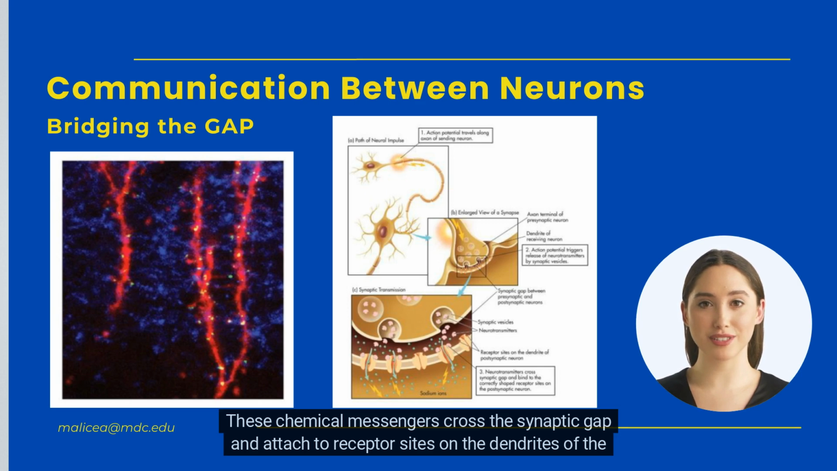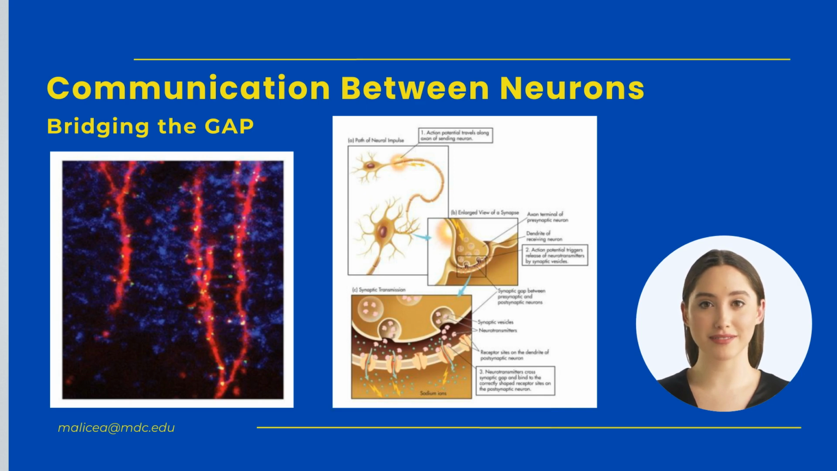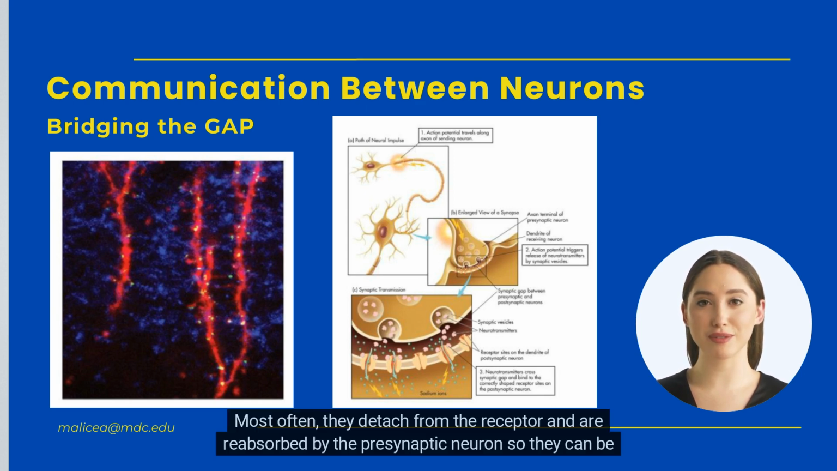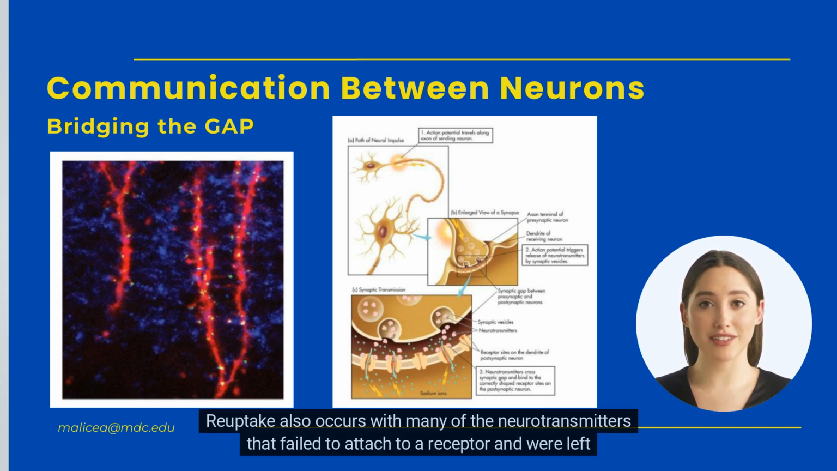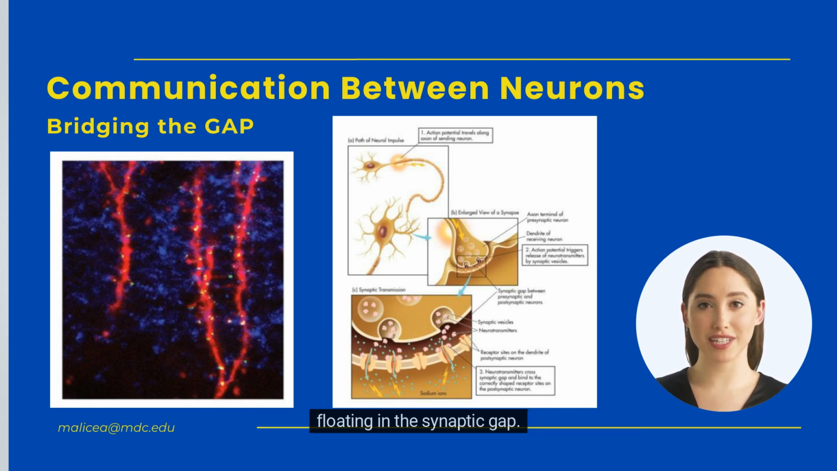These chemical messengers cross the synaptic gap and attach to receptor sites on the dendrites of the receiving or postsynaptic neuron. Most often, they detach from the receptor and are reabsorbed by the presynaptic neuron, so they can be recycled and used again. This process is called reuptake. Reuptake also occurs with many of the neurotransmitters that failed to attach to a receptor and were left floating in the synaptic gap.